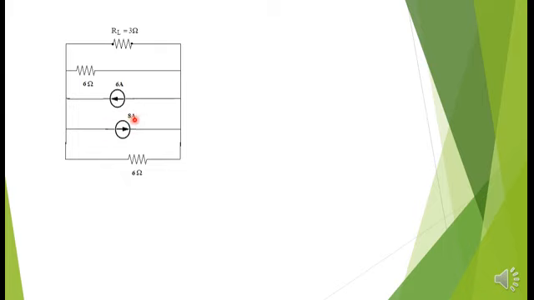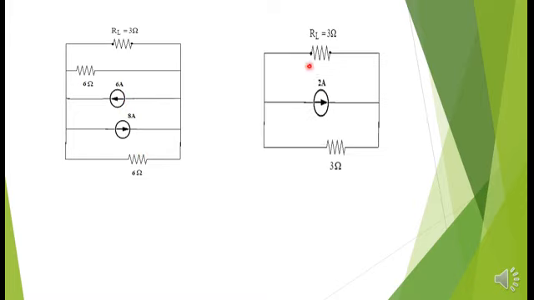What about this 6 ohm and 6 ohm connected between two same points C and D? That means these two 6 ohms are connected in parallel. Simplify it. So it is 6 into 6 divided by 6 plus 6, which comes to 3 ohms. So the network becomes 2 amps from C to D and 3 ohm along with the load resistance RL 3 ohms.